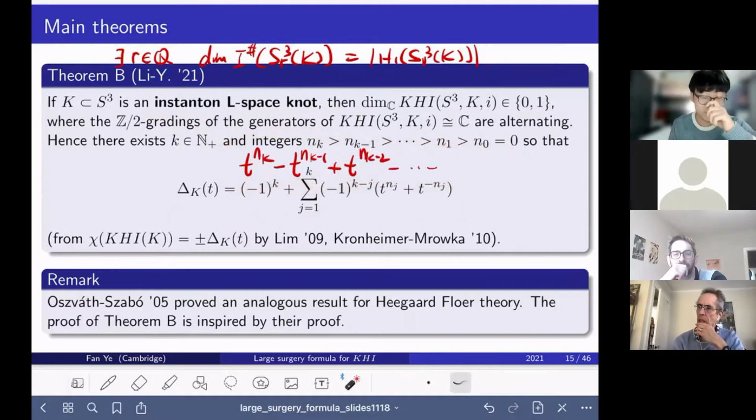And indeed, our proof is also analogous to Ozsváth and Szabó's original proof, and it also used the large surgery formula I mentioned before.